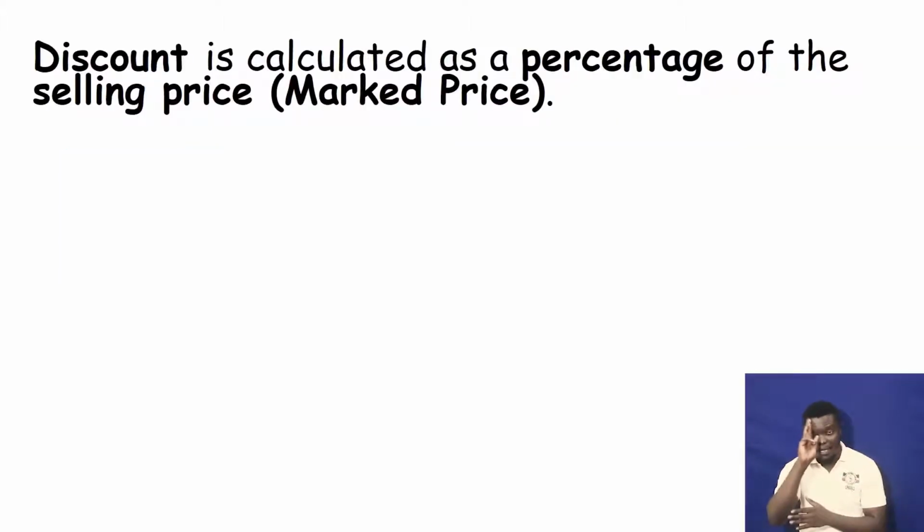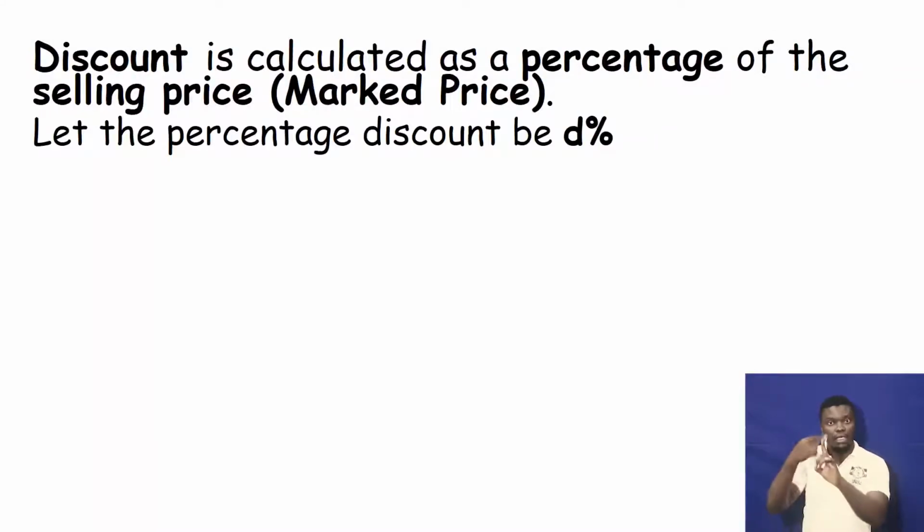Remember, we learned that discount is calculated as a percentage of the marked price. Now, this marked price is the price that we had at the beginning before the discount is given. That is the price that we use for calculating the percentage discount. So now we are going to calculate the percentage discount. Assume our percentage discount is D%, because we don't know it and we need to find it.